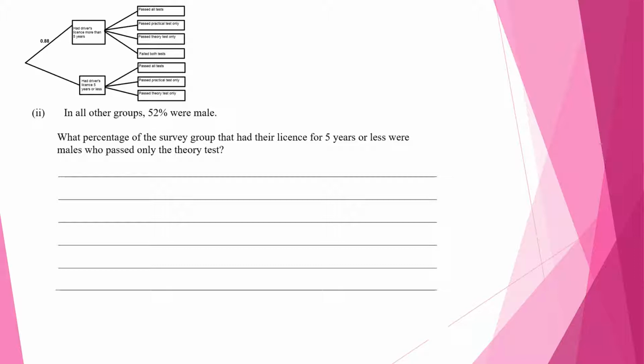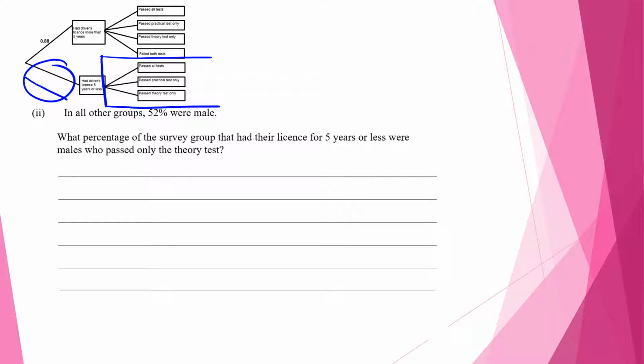C part 2 is now looking at the fact that all other groups had 52% of them were male. So we know and this branch had 5 years or less, we have 52% of each group are males. So what percentage of the survey group had their license for 5 years or less were males? So we already know that they had 5 years or less, so we're only looking at this part here. So we can eliminate that probability that we were looking at earlier. So we're only looking at this particular portion of the tree.